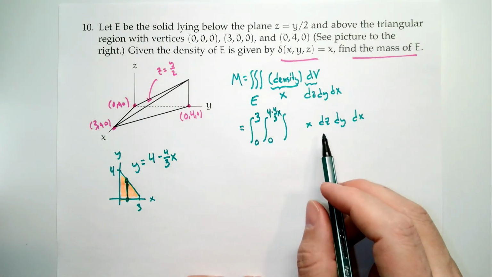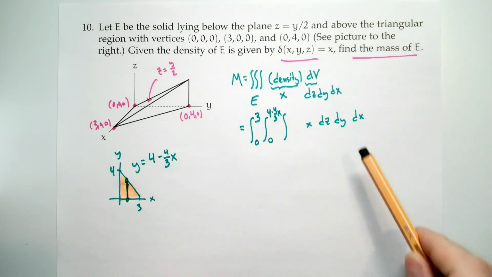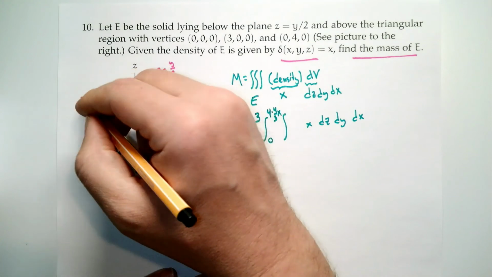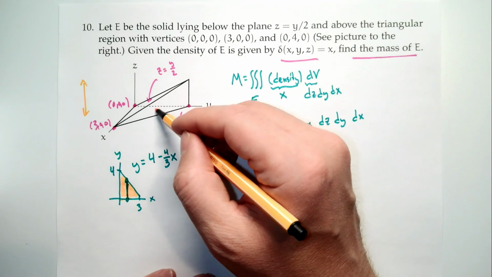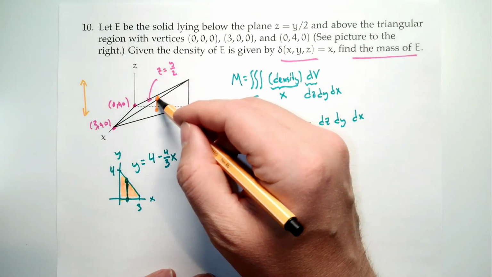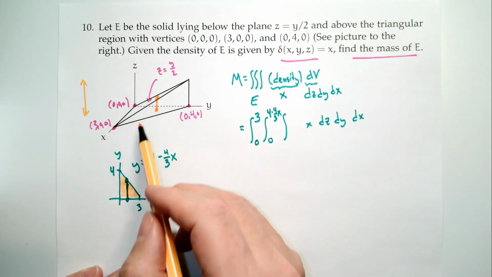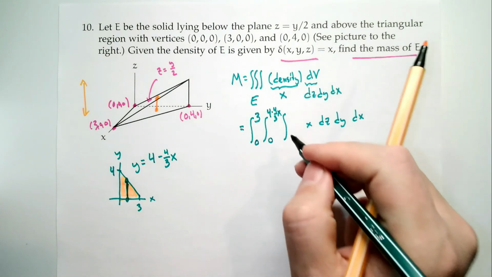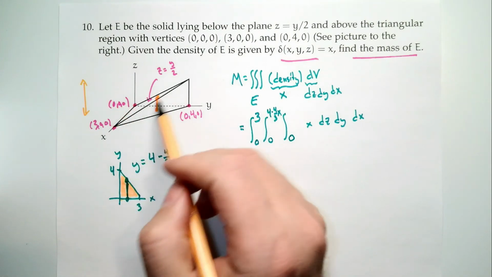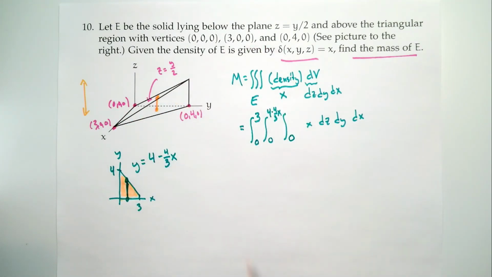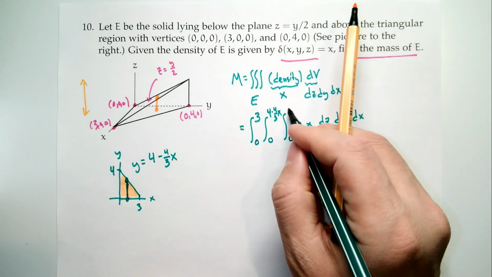Now, where does z go from? Go over to the three-dimensional picture. If we're looking at z, that means we want to go up and down, parallel to the z-axis. So we're going to start, and then go up, in between. Our bottom part is the xy plane, known as z equals 0, and our top part is z equals y over 2. It's that slanted plane we began with. So y over 2.